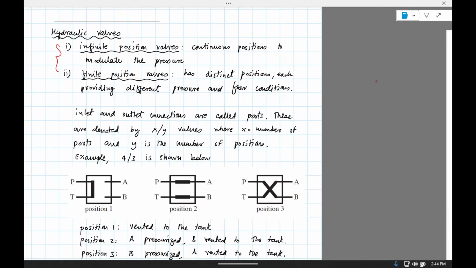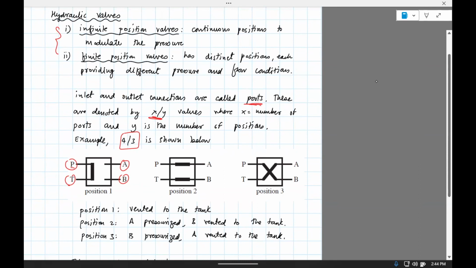Here are a couple of types, but let's just look at the one which I showed you earlier. The inlet and outlet connections are called ports. So all these things, P, T, A, B, are called ports. They're denoted by X cross Y, where X is the number of ports and Y is the number of positions. So here we have a 4/3 valve. The 4 means the ports, so you can see there are 4 ports, and there are 3 positions. What are the 3 positions?